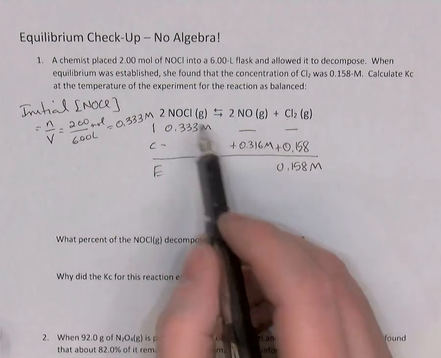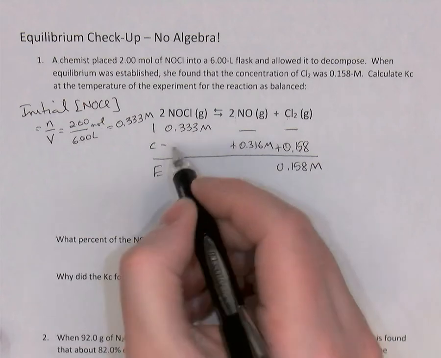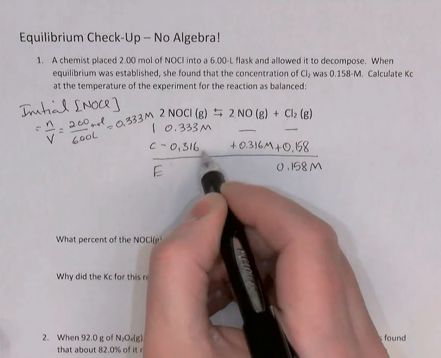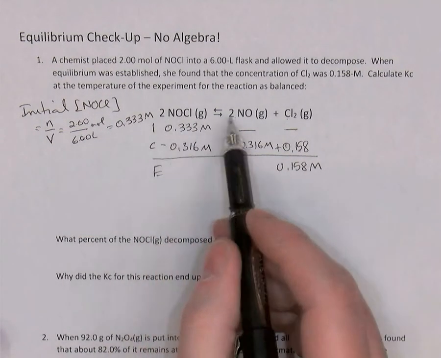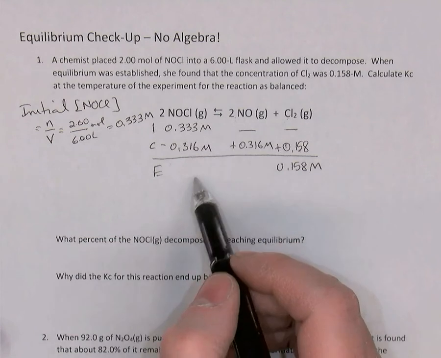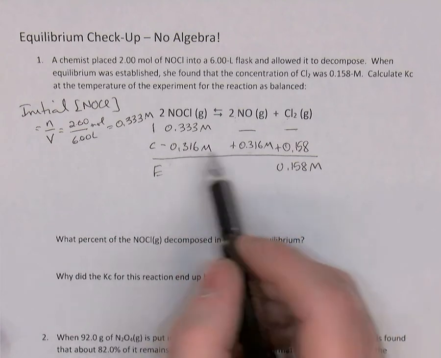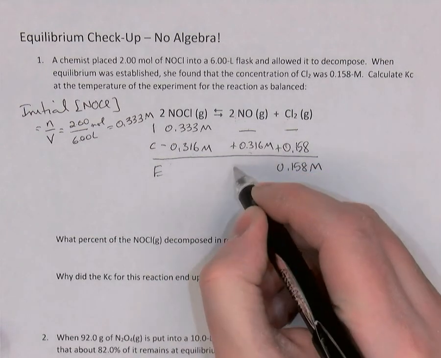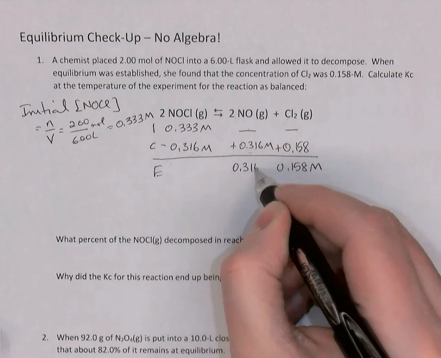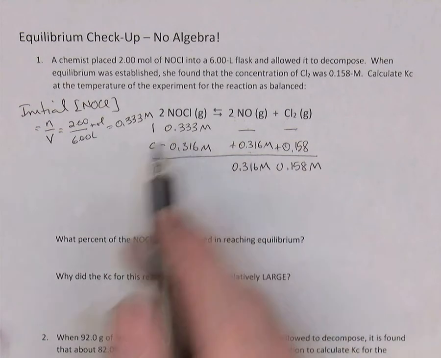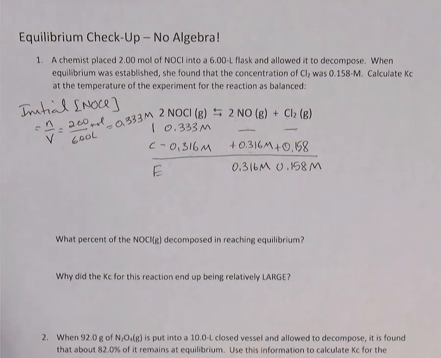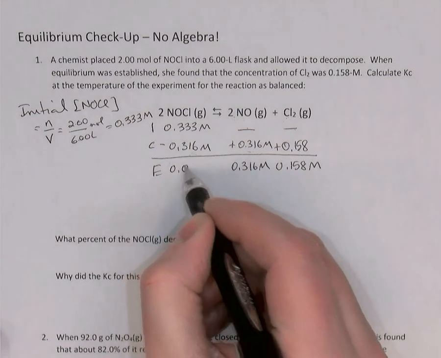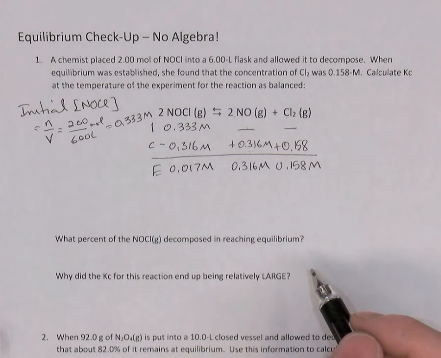The NaOCl also has a 2-to-1 ratio with chlorine, so it's going to lose the same amount. It's going to lose 0.316 molarity. Okay? Notice the 2-to-2 ratios here, NaOCl to NO, is one way to explain why their changes are the same. So now, if the NO started with nothing and gained 0.316, then the NO at equilibrium is 0.316 molarity. The NaOCl started with 0.333, it lost 0.316, so subtracting, we end up with 0.017 molarity at equilibrium.